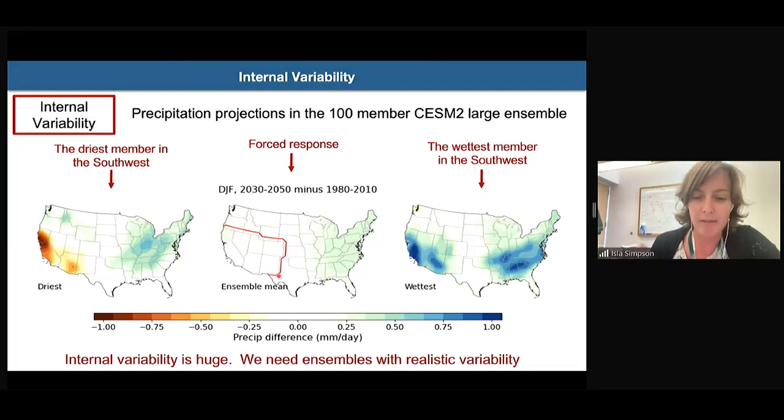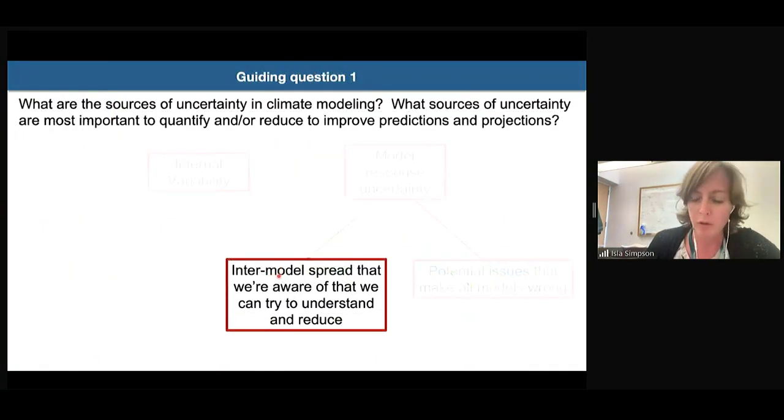And as Tapio advocated for, we need large ensembles with a realistic representation of the internal variability to be able to characterize this and be able to know what are the range of futures that we might be needing to adapt to. So now I want to show you an example of where we have intermodal spread that we're aware of that we could try and understand and reduce.